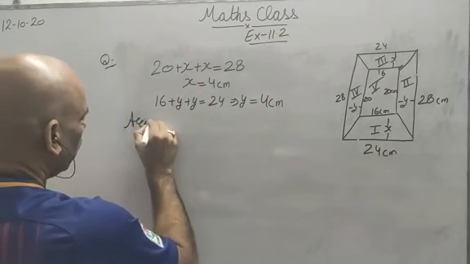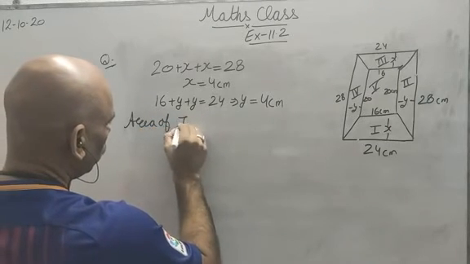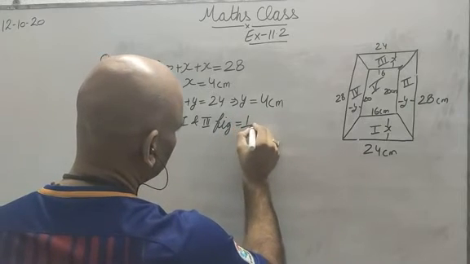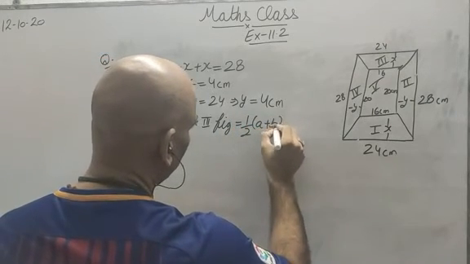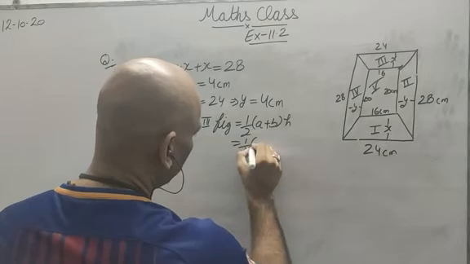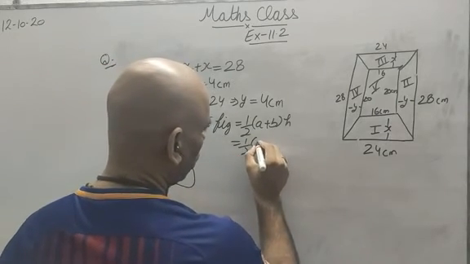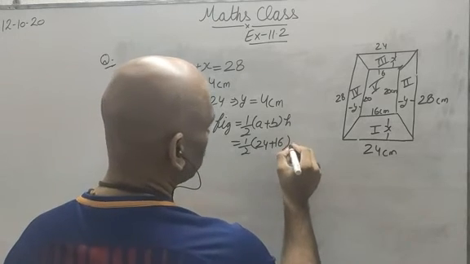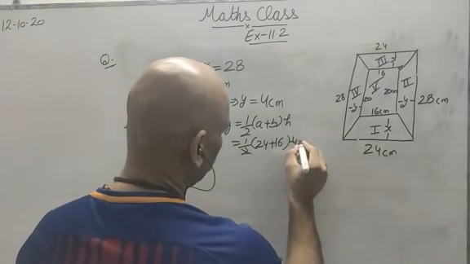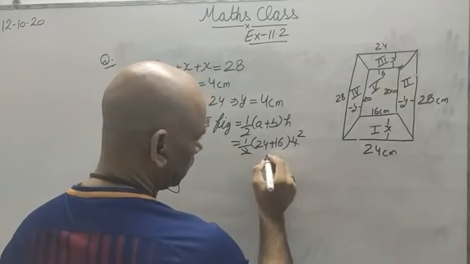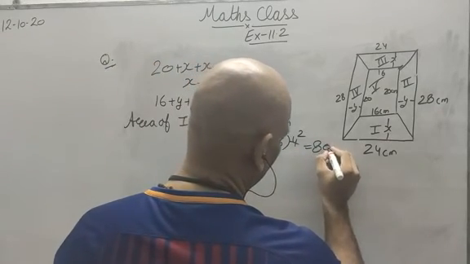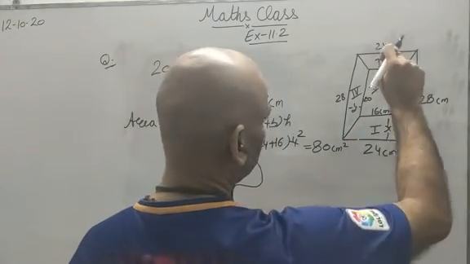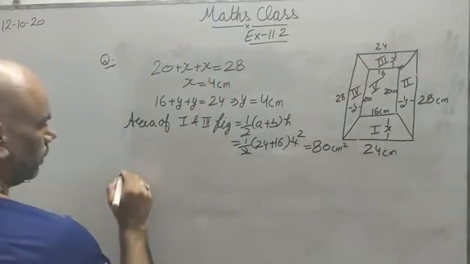So area of first and third figure. These are the trapezium, half a plus b into h. Half a is 24, b is 16, h is 4. So 2 2s are 4, 24 plus 16 is 40, 2 20s are 80 centimeter square. The area of this is 80 centimeter square, the area of this is also 80 centimeter square.